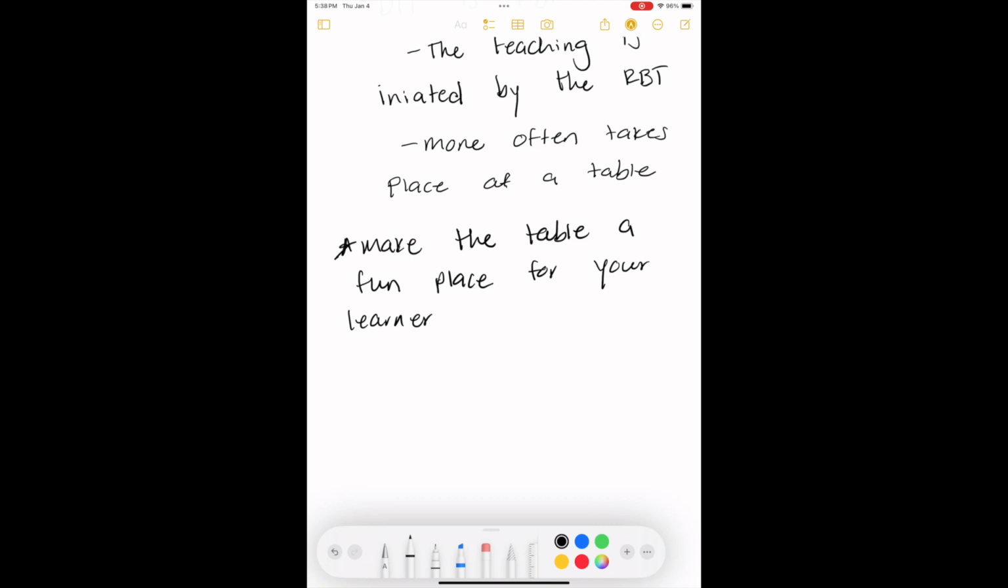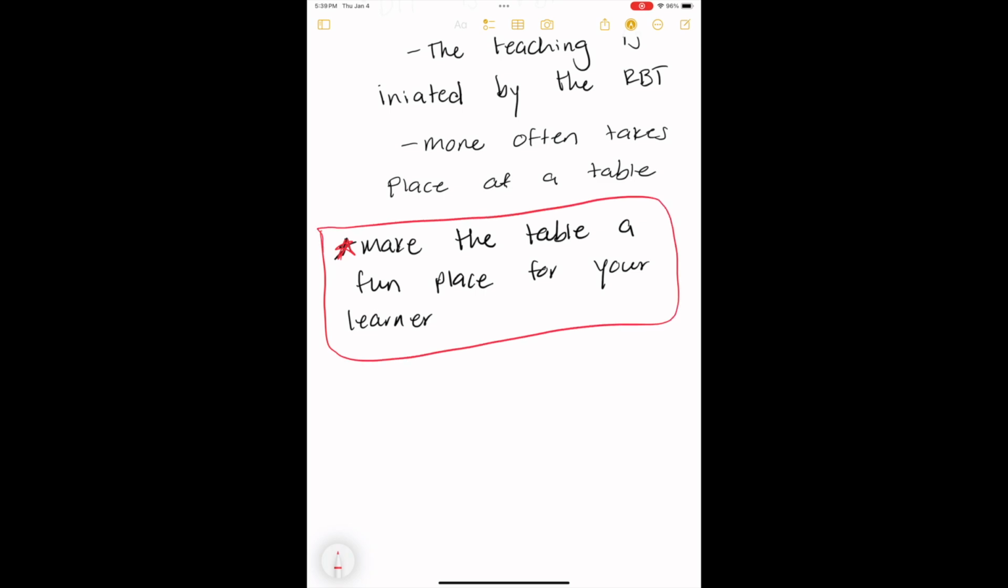So now we have, and let me do a little red star here on top of this. And I want to do this here. Now we have naturalistic teaching.